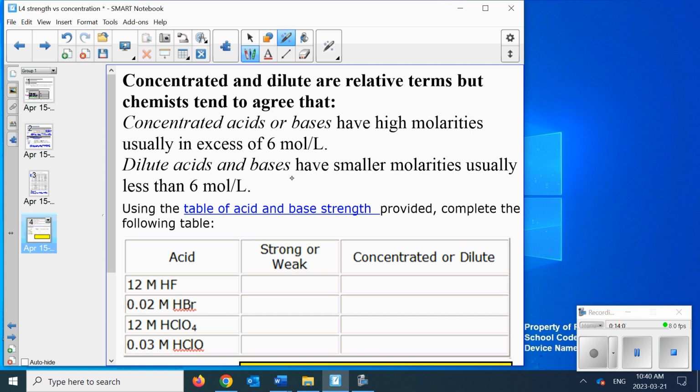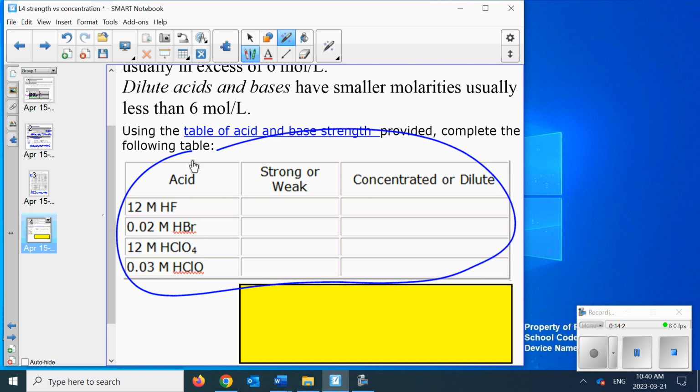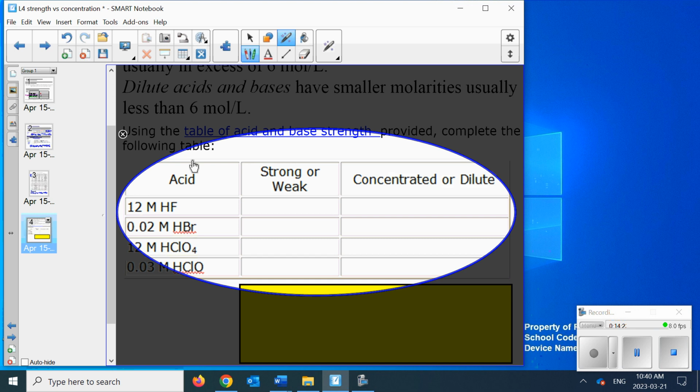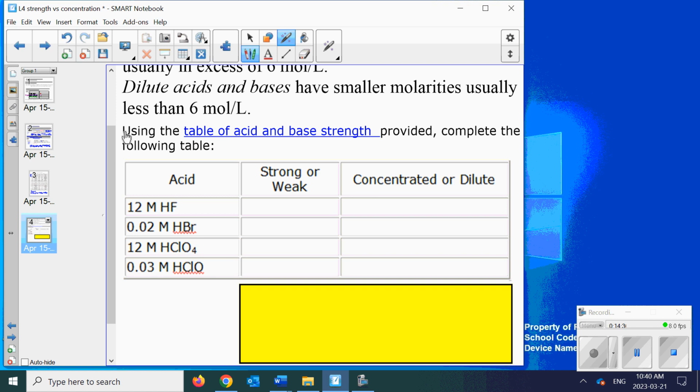Concentrated is strictly the moles per liter. It has nothing to do with whether it's a strong or a weak acid. So this is why I have these 4 here, with every combination possible. I want you to complete this chart using your ion chart, and the 6 moles per liter or higher or lower. HF, I actually already mentioned it. Is it strong or weak, concentrated or dilute, etc. I'll give you some moments to do that, and we'll take it up.